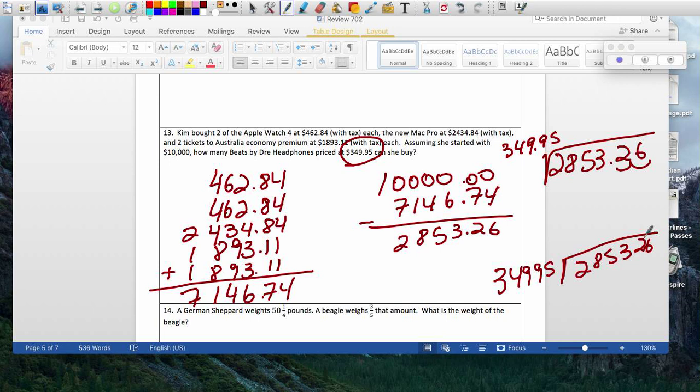2853.26 divided by 34995 is going to give us 8. Okay, it's going to be 8 dot something else, and for sure we can buy 8. So the final answer to this question is she can buy 8 headphones by Dr. Dre. With the leftover, the 2,853, you can buy 8 of these that are priced at $349.95.